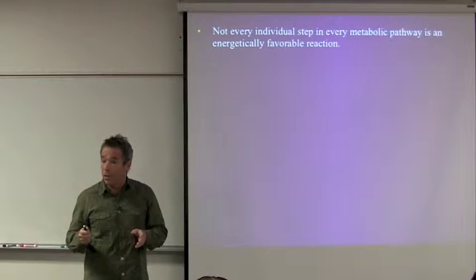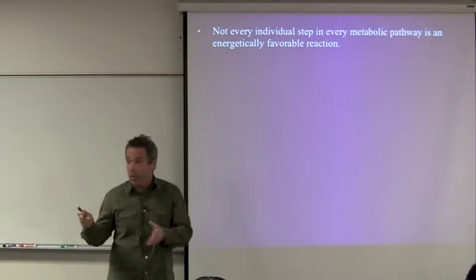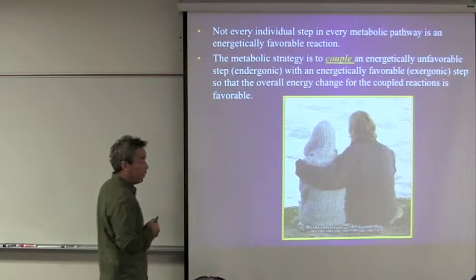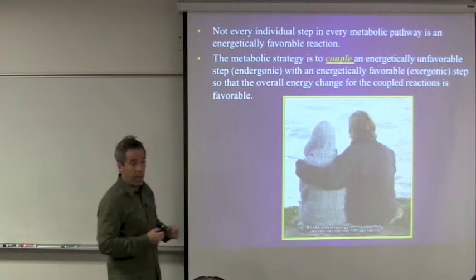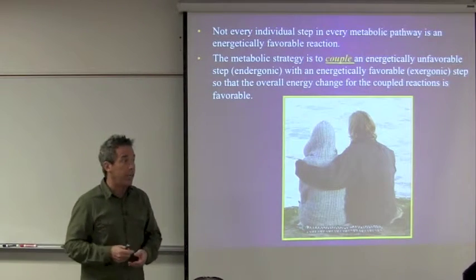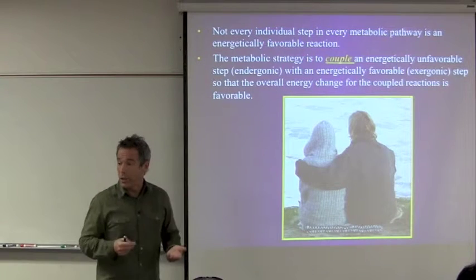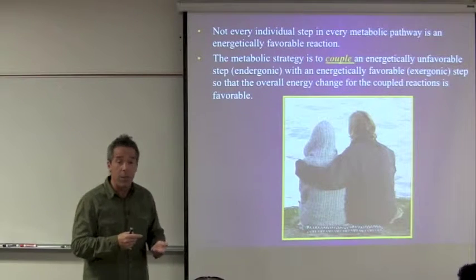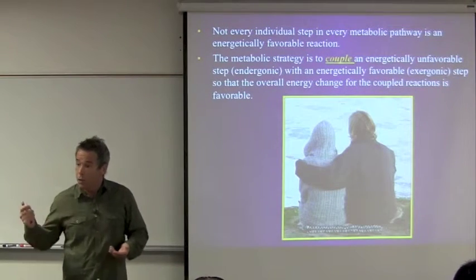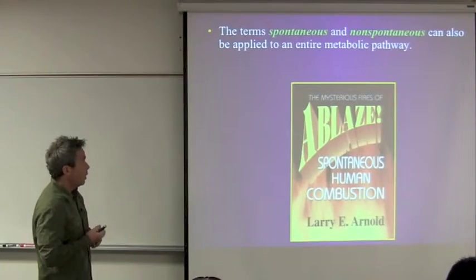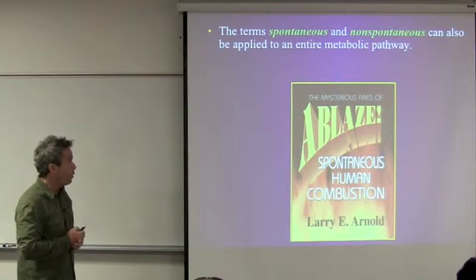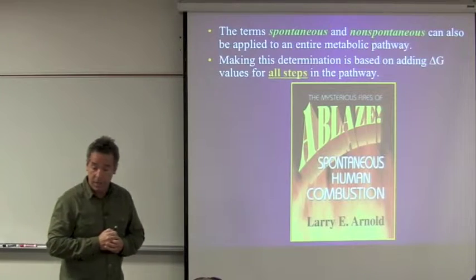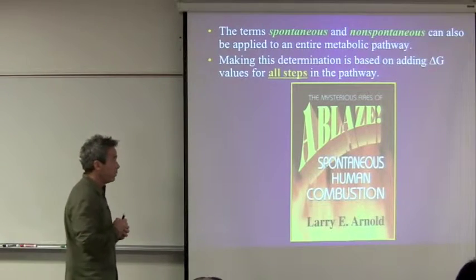Now, some of those reactions, if we didn't couple them to another reaction, would not be spontaneous. I want to talk about this metabolic strategy of coupled reactions. In a coupled reaction, a process that's energetically unfavorable, that requires energy, right? Delta G is positive. That doesn't happen on its own. The key is to couple that to another reaction that gives off enough energy to drive the non-spontaneous reaction. We call spontaneous something that occurs, non-spontaneous something that doesn't. So all steps have to be spontaneous for these metabolic pathways to occur.